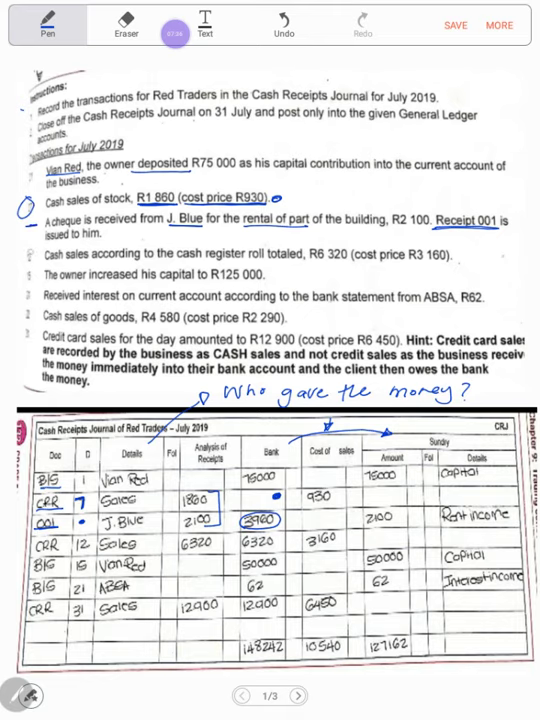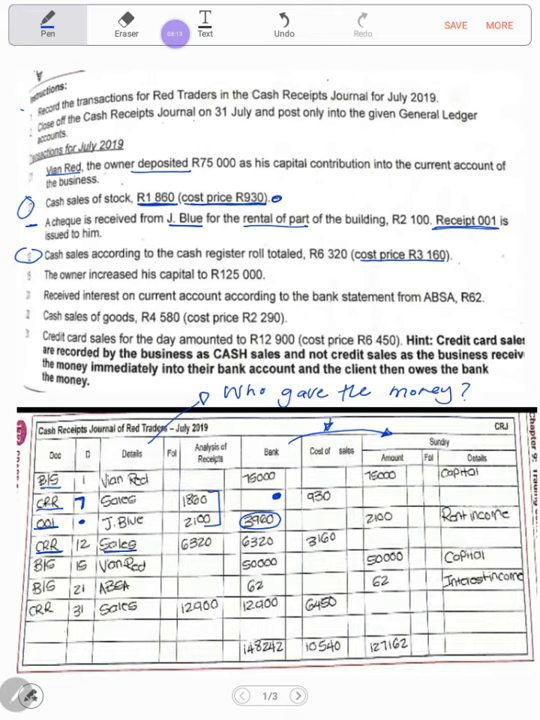Moving along, on the 12th, cash sales according to the cash register roll totaled 6,320 and the cost price was 3,160. Okay, remember, whenever you make a cash sale, your document number will be CRR. Which day did it take place, grade 8s? On the 12th of July. Your details when you make a cash sale will always be sales, as you can see over there.